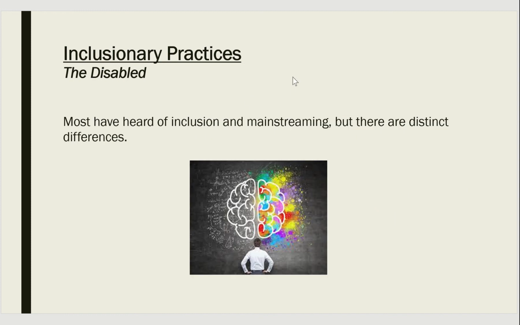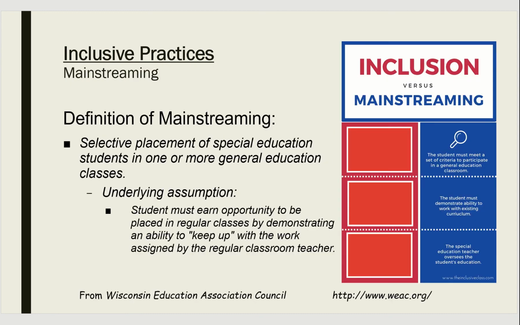So most have heard of inclusion and mainstreaming, but there are distinct differences. And I don't want to get into it from a semantic standpoint, but I first want to explain kind of the difference because, well, let me get to it. I think it'll make a little bit more sense. Let's look at mainstreaming first. So mainstreaming, I'm not suggesting it's a negative thing. It has a different connotation based on the underlying assumption behind it.